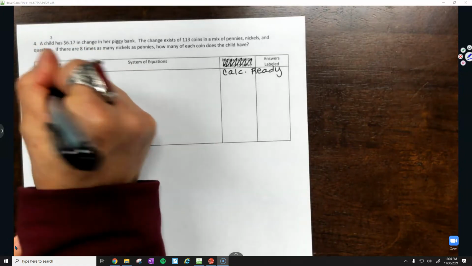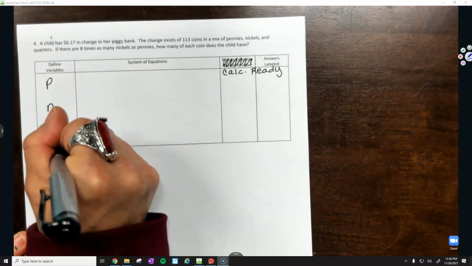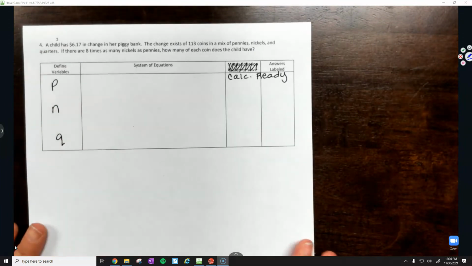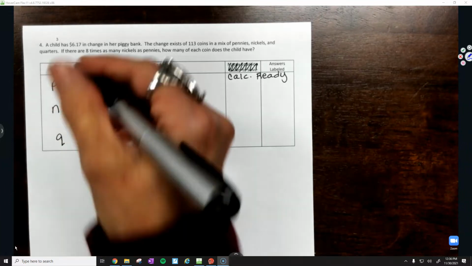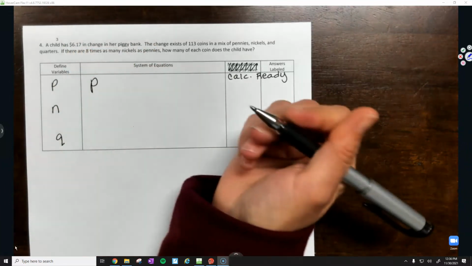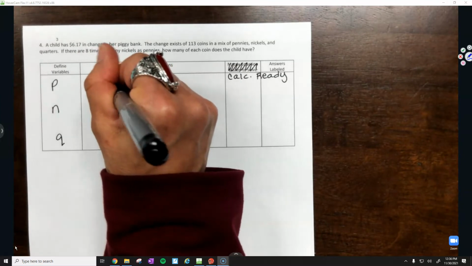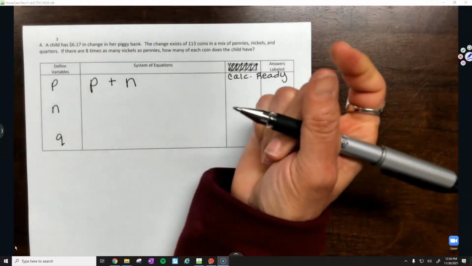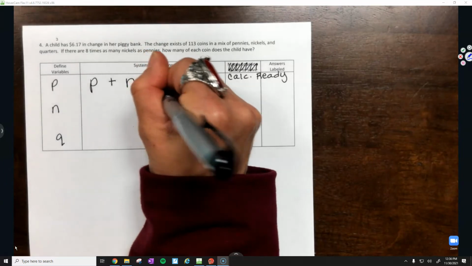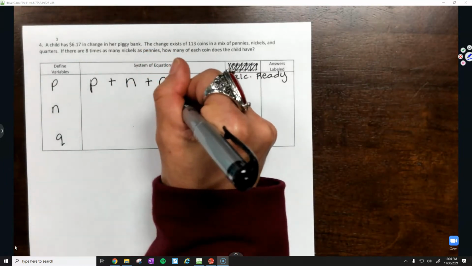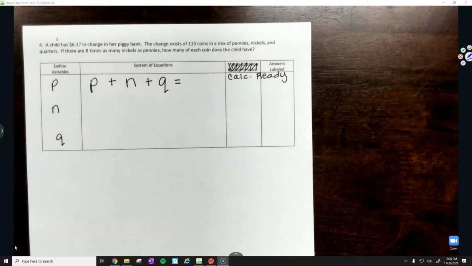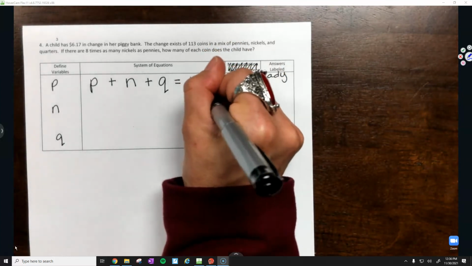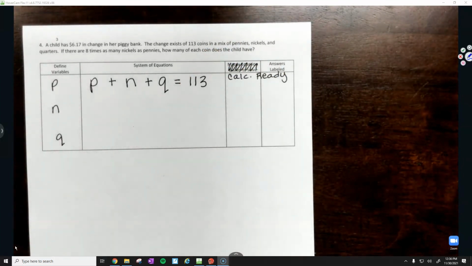All right, so P and Q: pennies, nickels, and quarters. The most basic info you could possibly get. If I had all of my pennies and I put them in a pile with all of my nickels and then made one big giant pile with all of my quarters, how many coins would be in my pile? 113. So that's the baseline generic equation.